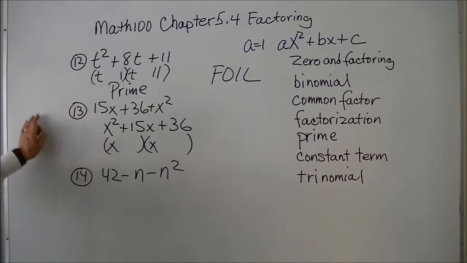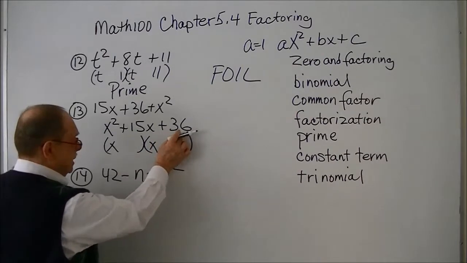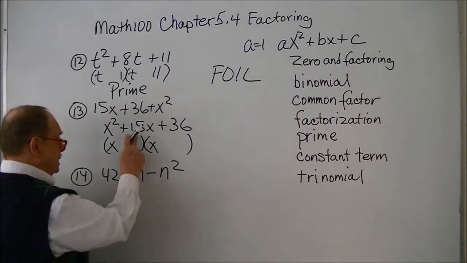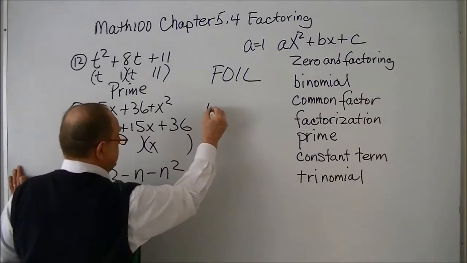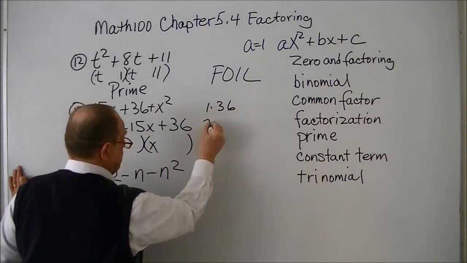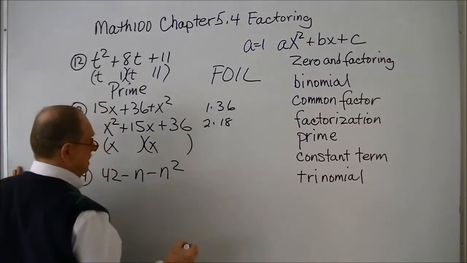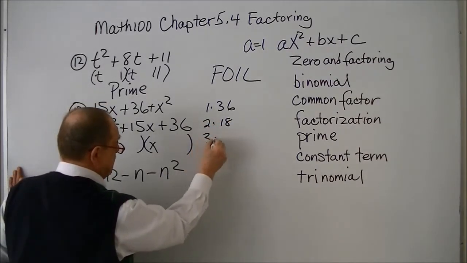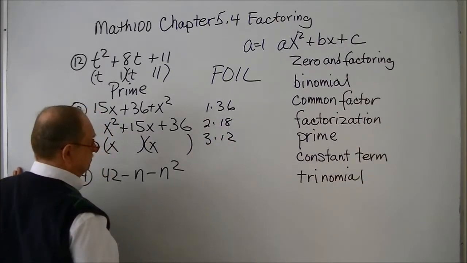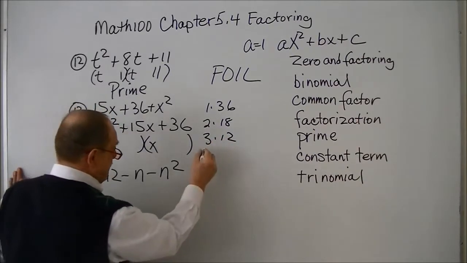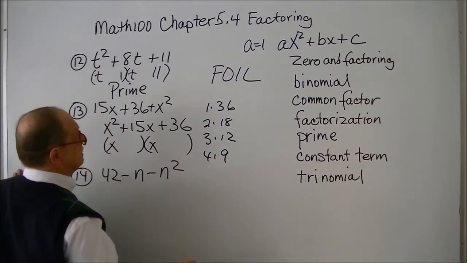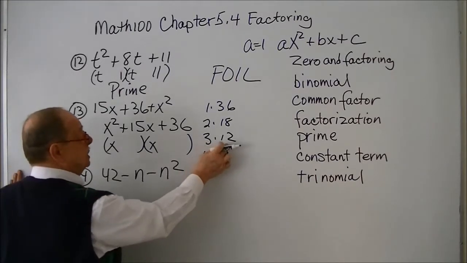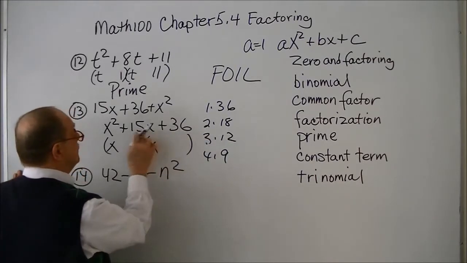So this is our pattern so far. Now you look at the 36 and you say, what are factors of 36 that could possibly add up to 15? Well, we could put them out here. 1 times 36, 2 times 18, 3 times 12, 4 times 9. Well, I didn't need that one because I have 3 times 12. 3 times 12 are my factors.